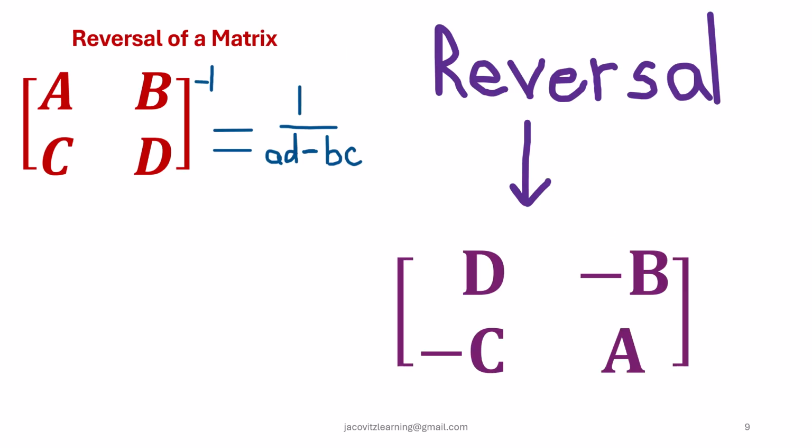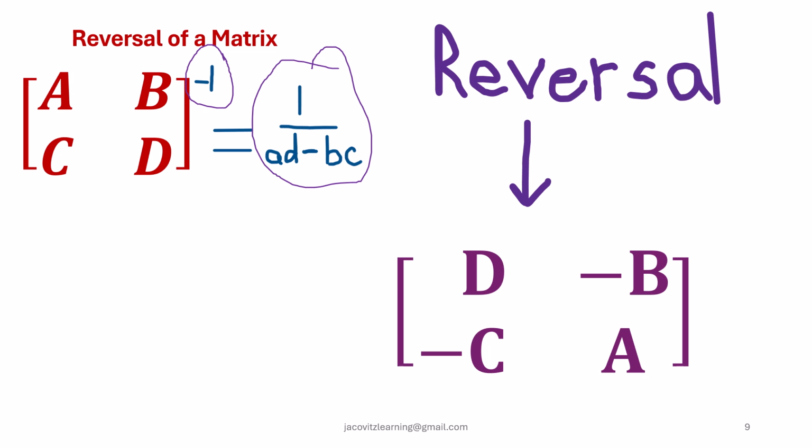So this is the formula for a reversal. Okay, 1, because anything that goes underneath the line here, or underneath the denominator, it becomes negative. And that's why this -1 is up here. So this is your reversal, D, negative B, negative C, negative A.